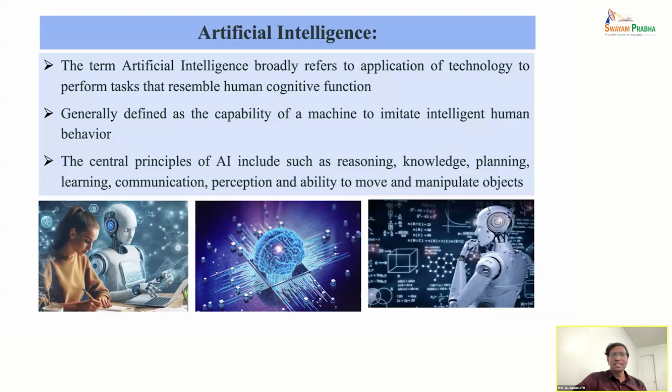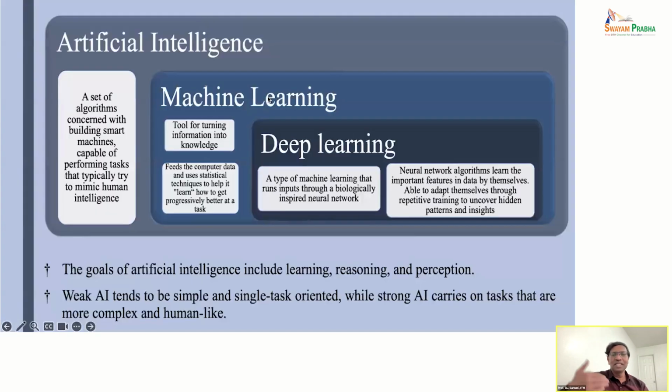Thus, the term artificial intelligence refers to application of technology to perform tasks that resemble human intelligent or cognitive function. That means it can think, it can reason, it can have the knowledge, it can plan, then it can communicate, and also it can understand some of the things. That's called perception. And then it also has the capability to move and manipulate and carry out some of the works. That is the reason artificial intelligence is very, very important.